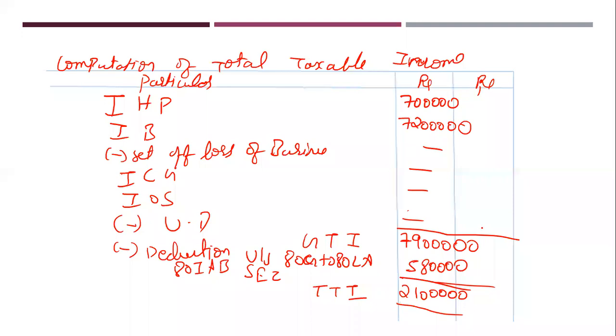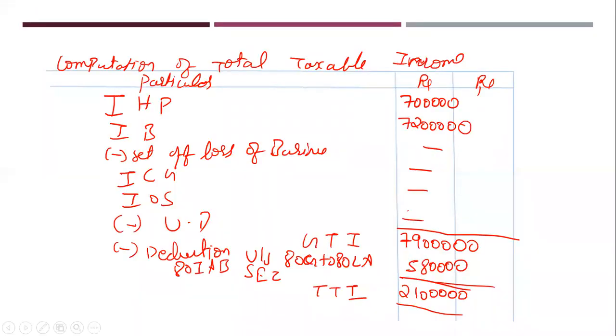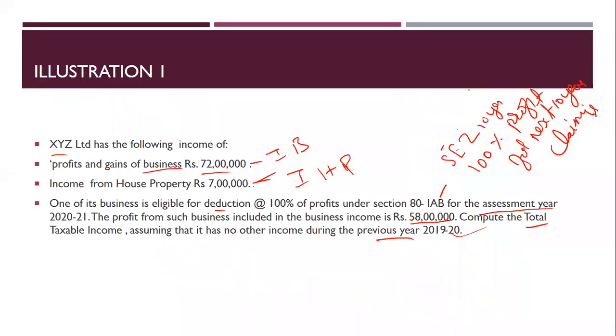Next we have to see what type of company it is. Did they mention whether the company is a domestic company or a foreign company? What do we have to consider when there is no information? When there is no information, we have to consider the company is a domestic company. So what is the flat rate of tax for a domestic company?